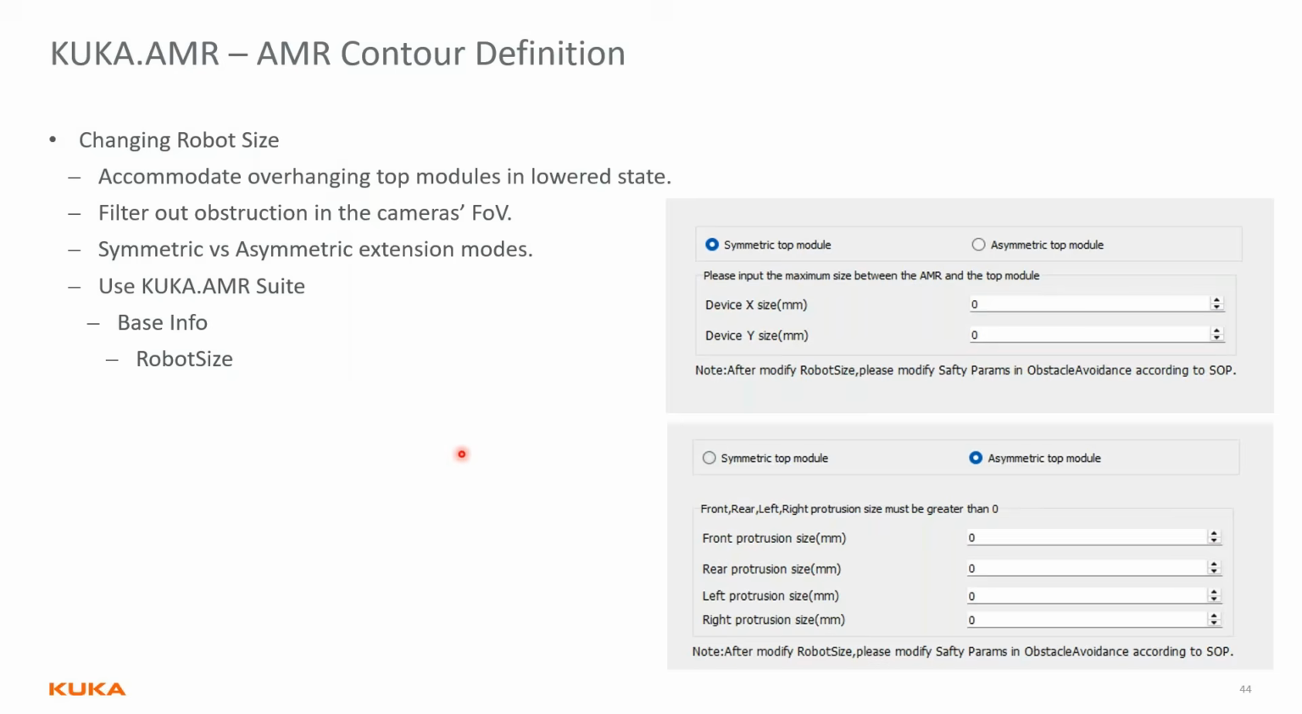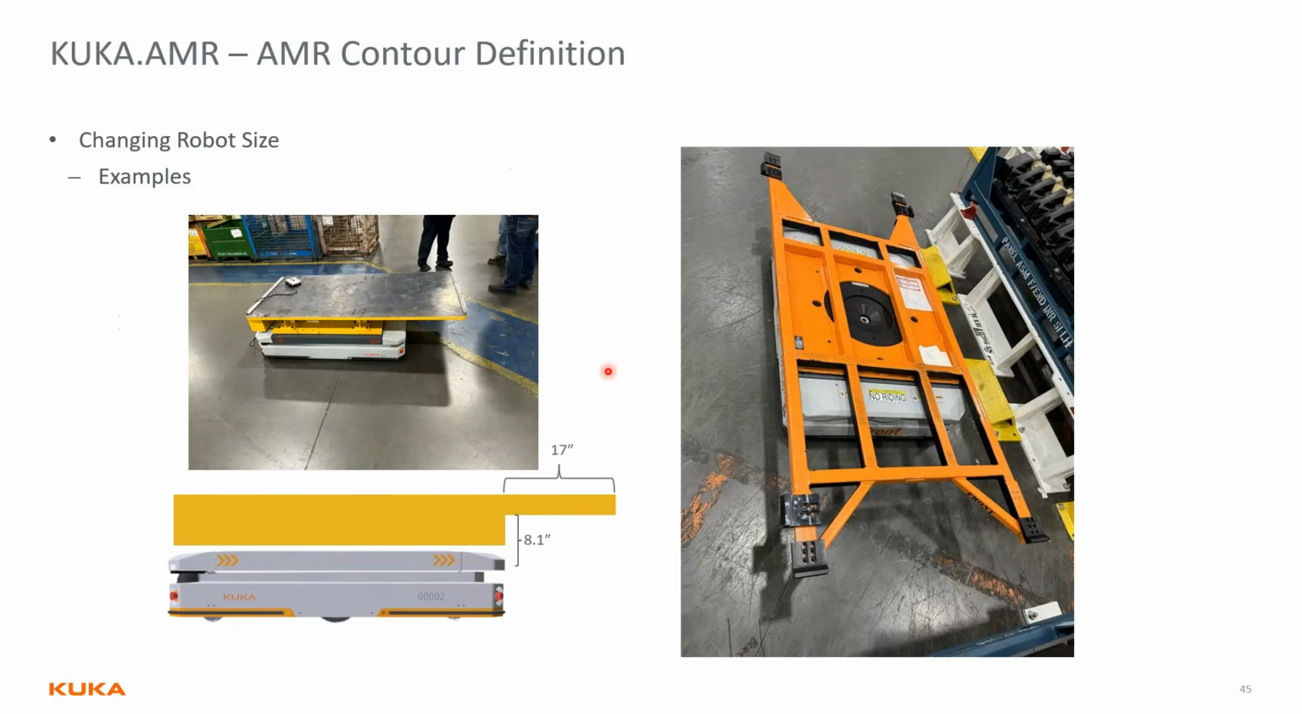So these are some examples of top modules that we've done before. Obviously, the one on the left is not symmetric, so we use the asymmetric extension because we wanted to specify on the front only. The one on the right is symmetric, so you just put in the new X, and I think it just overhangs a little bit on the Y, so we did that as well. But this is what you want to do when you have top modules that look like these.